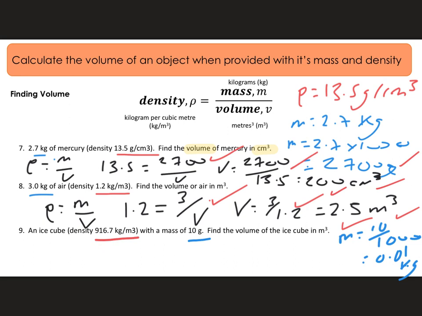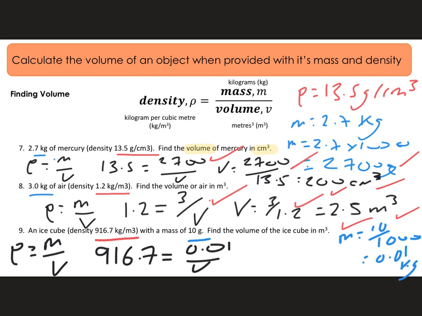I'm then going to go through the same process I've done before. I'm going to add in here my equation. So rho is equal to mass over volume. Substitute the numbers in. I get 916.7 equals 0.01 over volume.